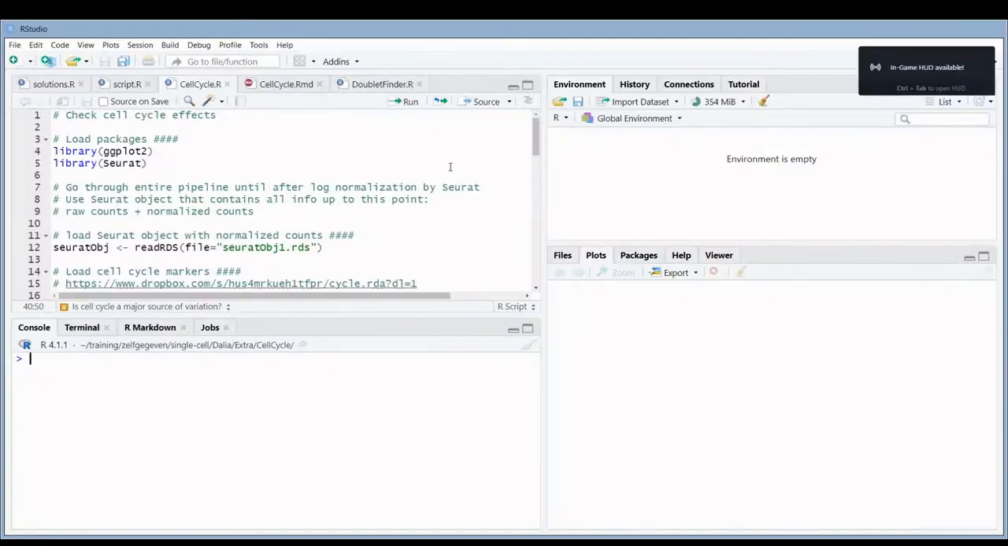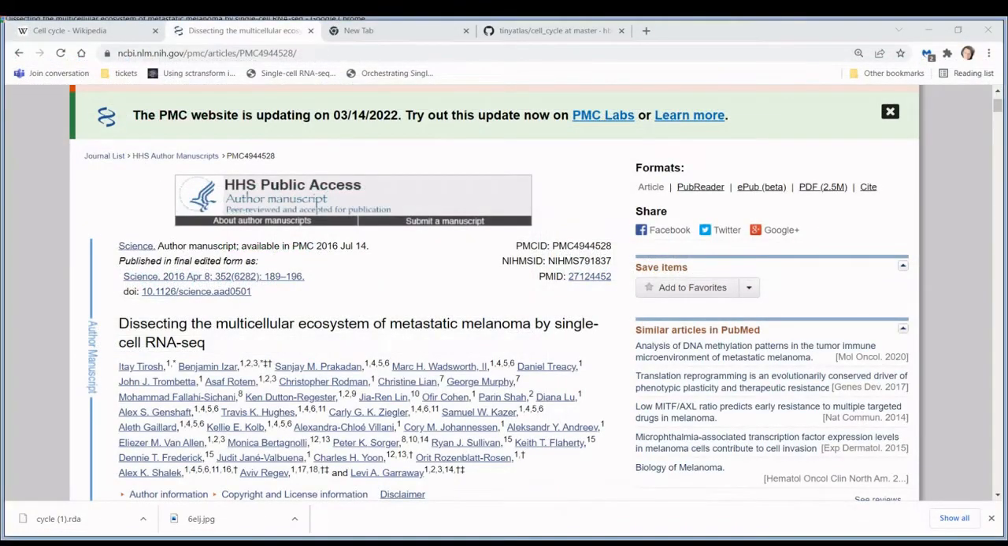So this script is a script that you can plug in onto the basic script. The goal of this script is to check if there are any cell cycle effects in the data. So what are cell cycle effects? Well, a good explanation of cell cycle can be found on Wikipedia.